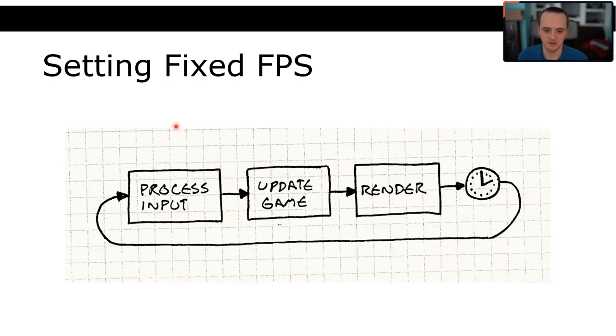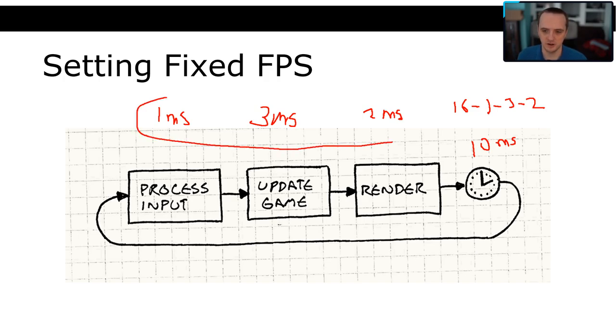So what we have to do here, let me just draw on the screen here. So let's say it took 1 millisecond to process the input. Let's say it took 3 milliseconds to update the game engine. And then it took 2 milliseconds to render, okay? So how long do we have to wait? Well, that will be 16 minus 1 minus 3 minus 2. And so here I would have to put a delay of 10 milliseconds. So that's how I would accomplish that. You add up the amount of time it took to do everything in that frame. And then over here, you wait the remainder, okay?